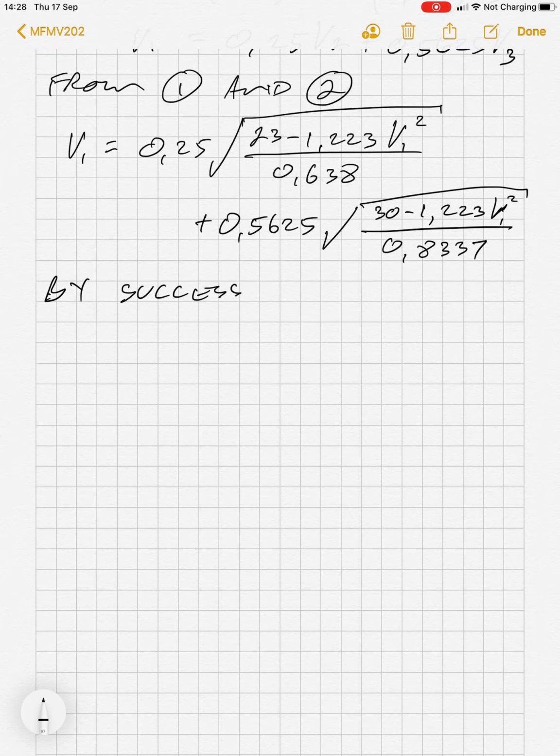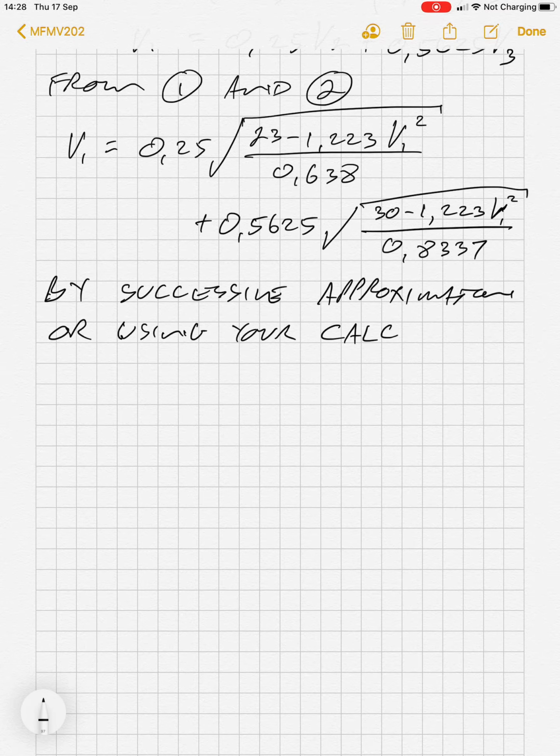By successive approximation, or using your calculator, we can determine the value of V1 from that equation. So V1 is equal to 3.395 meters per second.